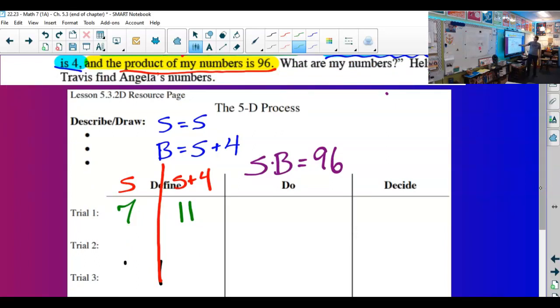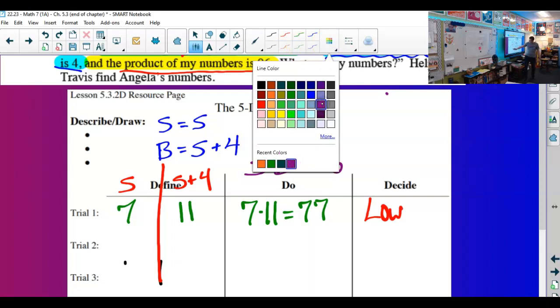Good. Now we check, did we make the product? Ah, crap. Are we too low or too high? Too low. All right, Donovan, I see you waving me down over there. What do you want to try next? I'm gonna do 8. That's right, because it's right, he said boldly. Straight up, bro.